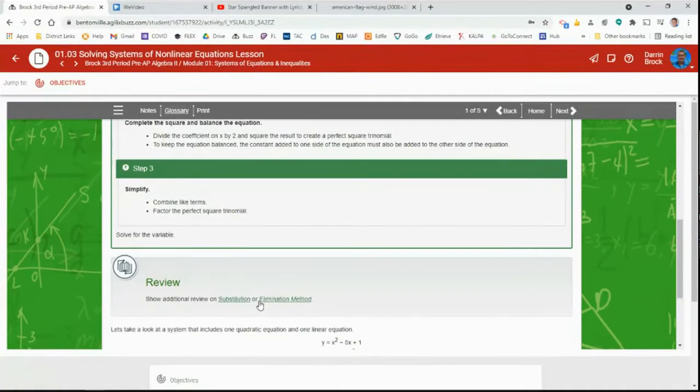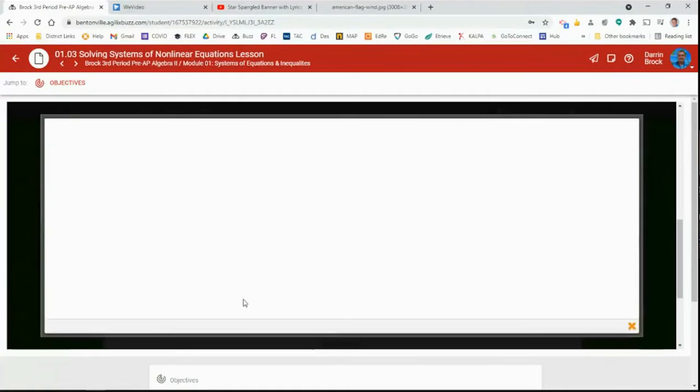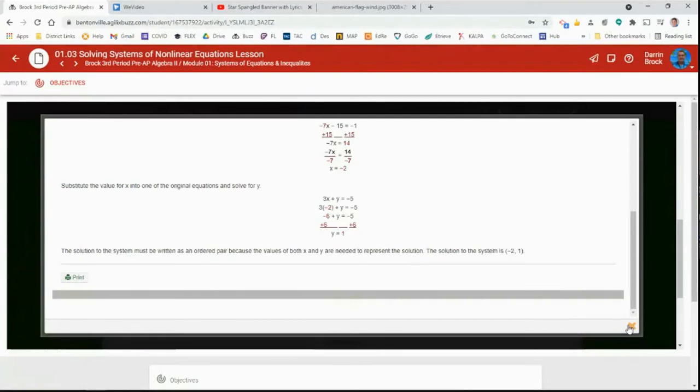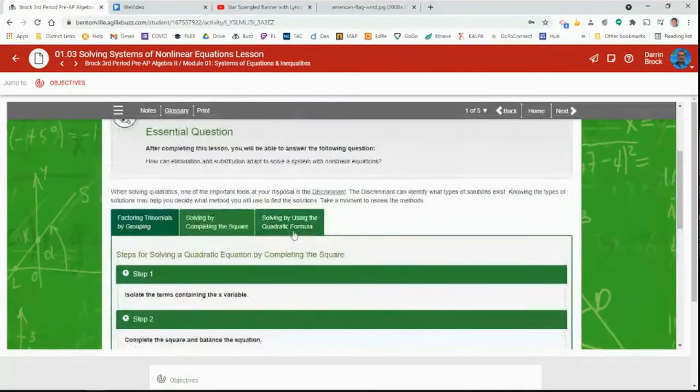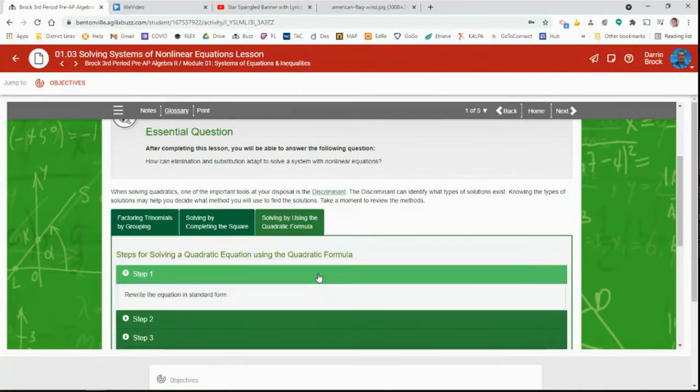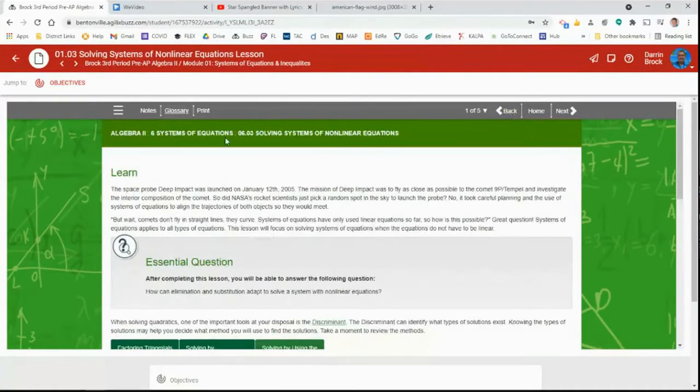But here is a review on substitution or elimination, which we just did in our last problems. If you want to go back and look at that, be sure and check those out. Or you can also use the quadratic formula, right? We have the quadratic formula we can use if we want to solve this. So with quadratics, you've got options: factoring by grouping, completing the square, quadratic formula. But I'm going to pull up my camera here, and we are going to look at some live examples.